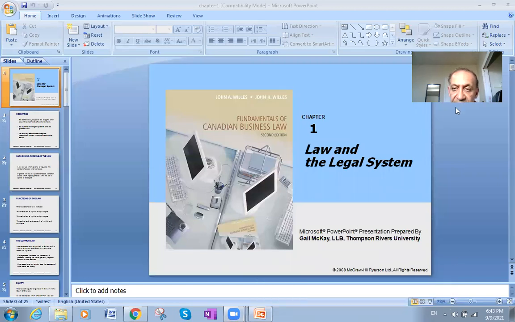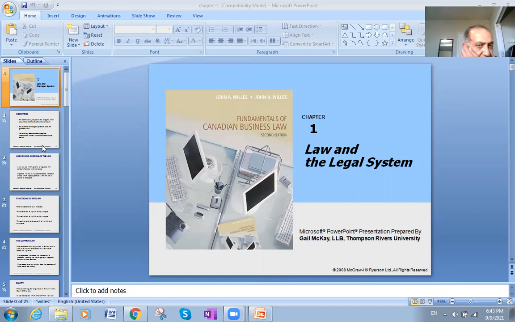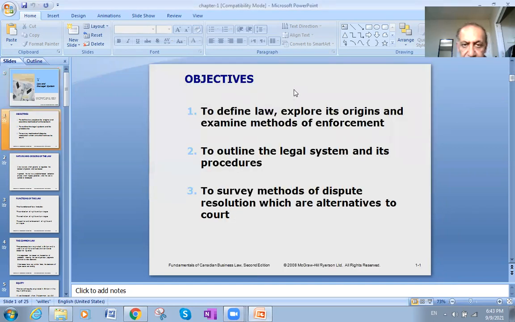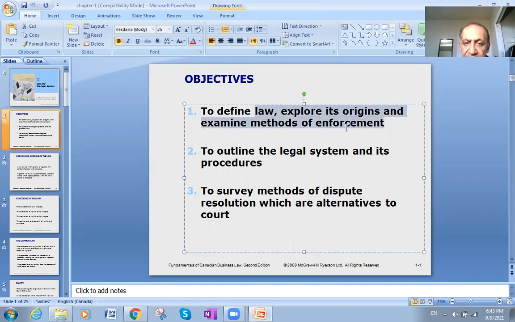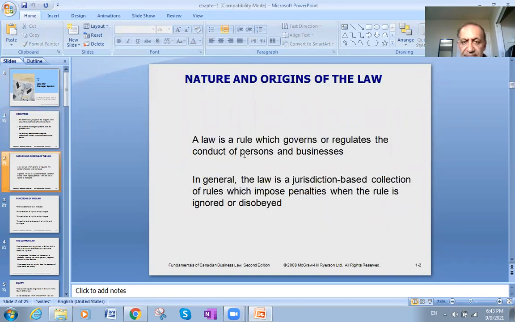So what is the Canadian business law, and what are its contents? The reasons for this chapter are, first, to define the law, explore its origins, and examine methods of enforcement. Second, to outline the legal system and its procedures. Third, to survey methods of dispute resolution. If there are problems between people, how do we solve them, and what are the alternatives to court? Instead of going to the courts, how can we find a solution for problems with each other? Those are the three objectives.